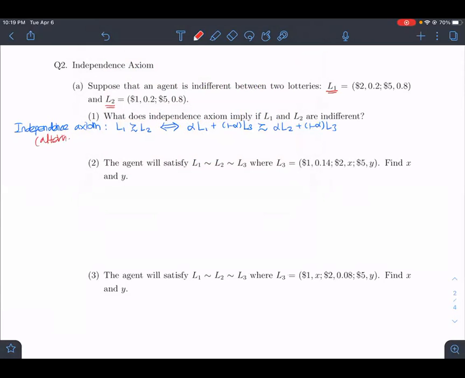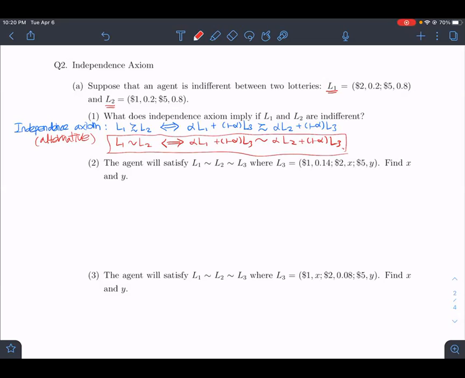Alternative form. This is another way of stating the independence axiom. If L1 is indifferent to L2, then alpha L1 plus 1 minus alpha L3 is indifferent to alpha L2 plus 1 minus alpha L3. This other form of the independence axiom is sometimes neglected, but this is what we need in this question, and maybe in your homework, I guess. So any questions?